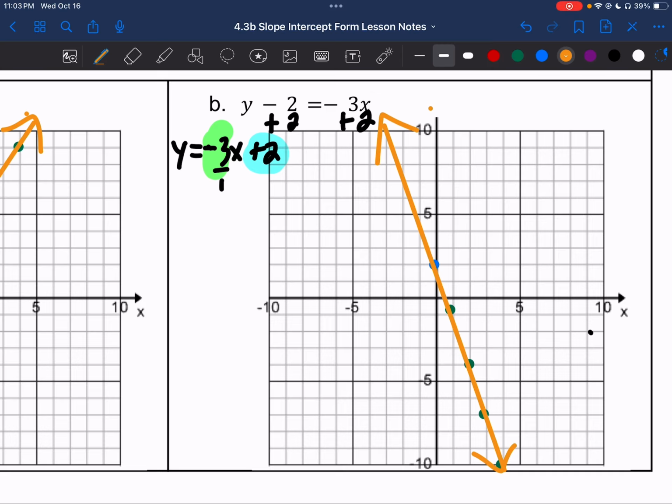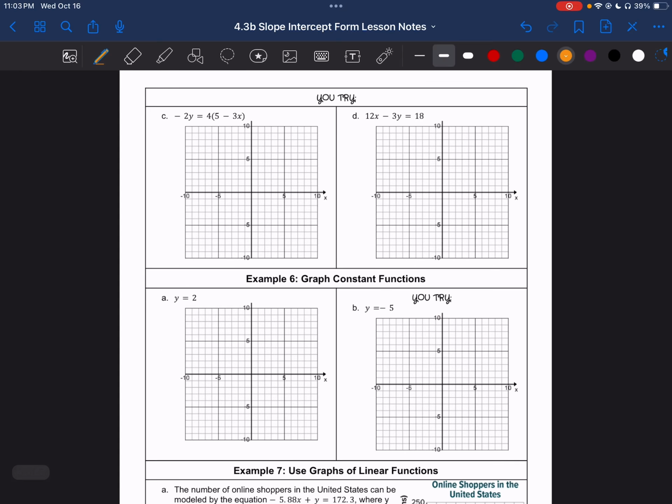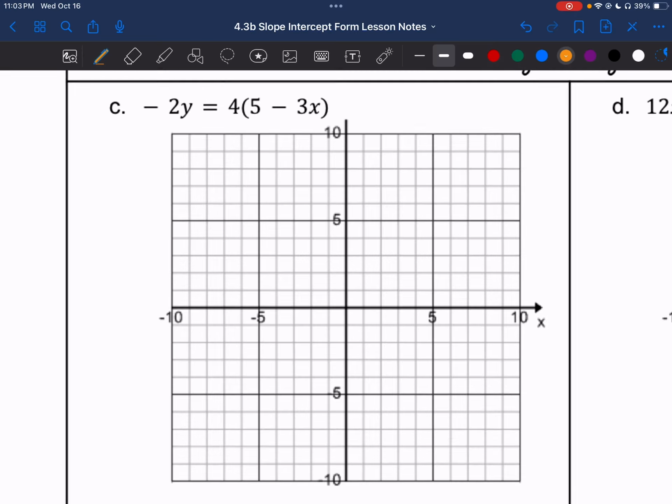All right. If we go to the next page, you're going to have two U-try problems that I would like you to do on your own, and then come back and check them against my work.